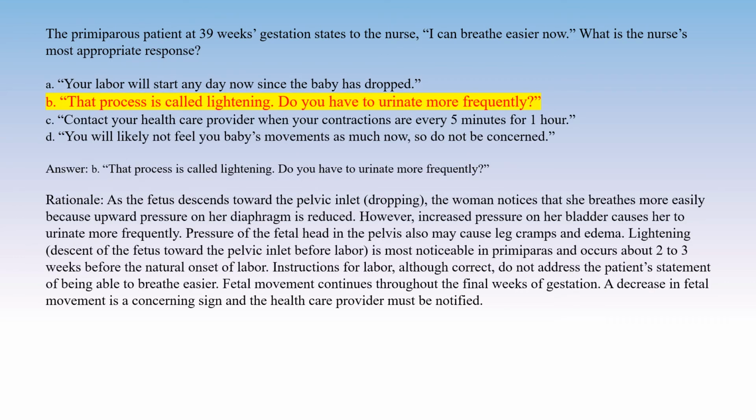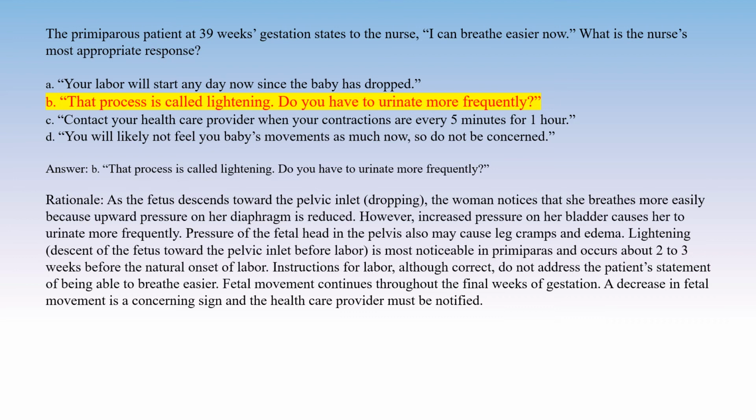Answer. B. That process is called lightening. Do you have to urinate more frequently? Rationale. As the fetus descends toward the pelvic inlet, dropping, the woman notices that she breathes more easily because upward pressure on her diaphragm is reduced. However, increased pressure on her bladder causes her to urinate more frequently. Pressure of the fetal head in the pelvis also may cause leg cramps and edema. Lightening.